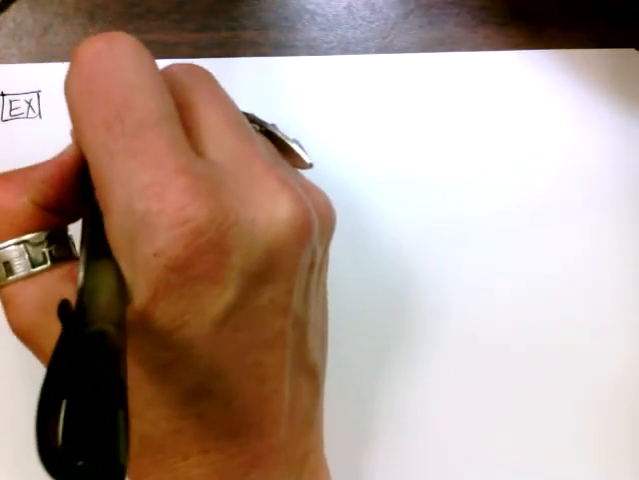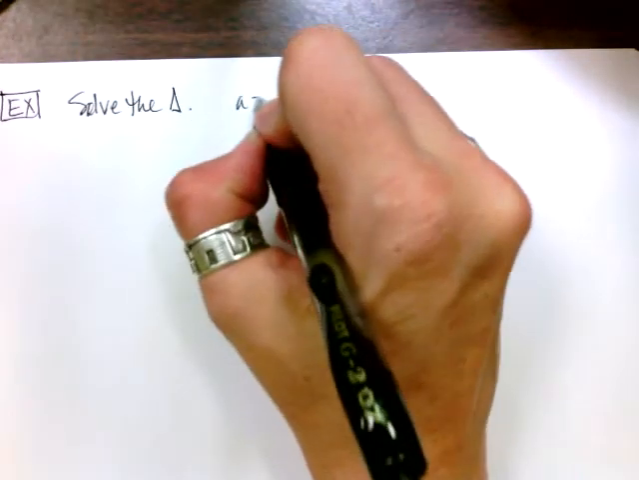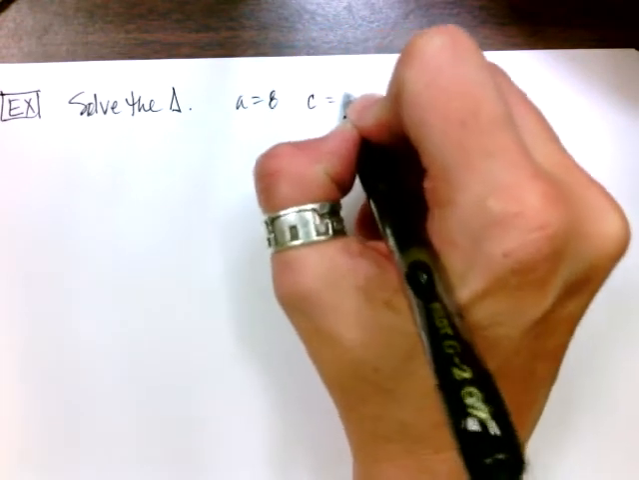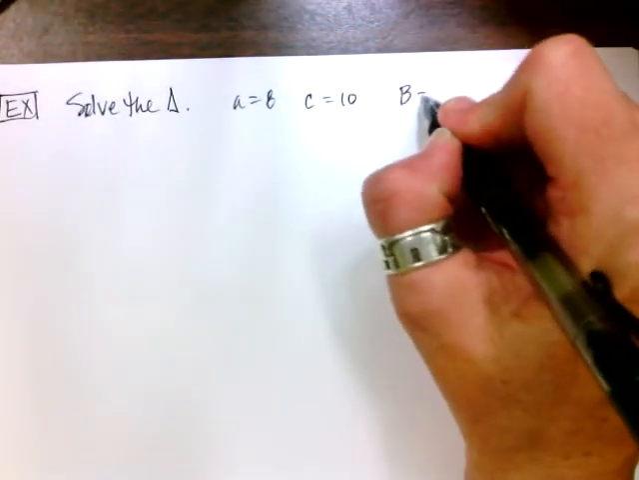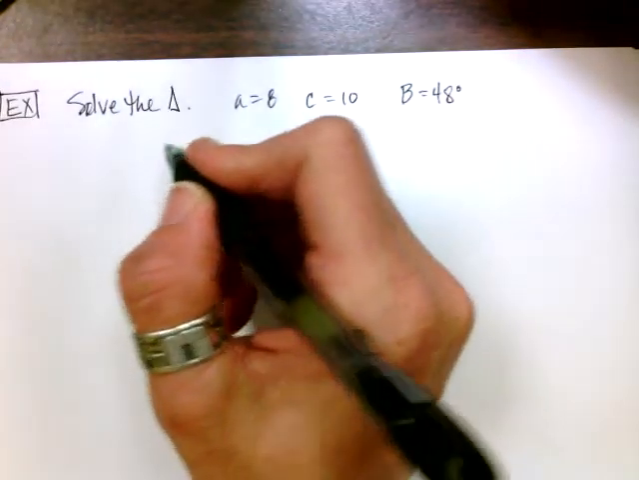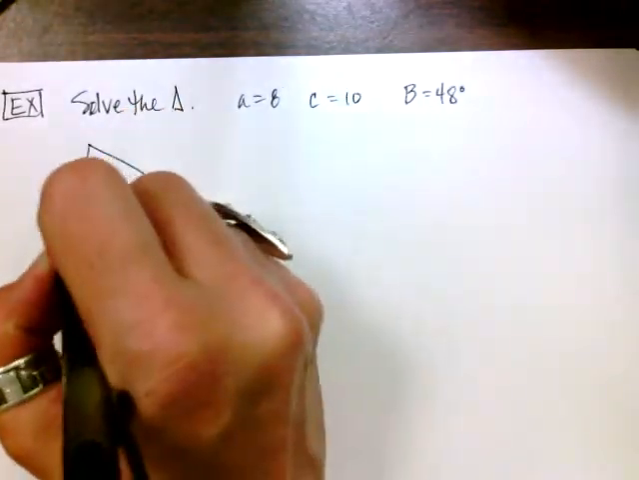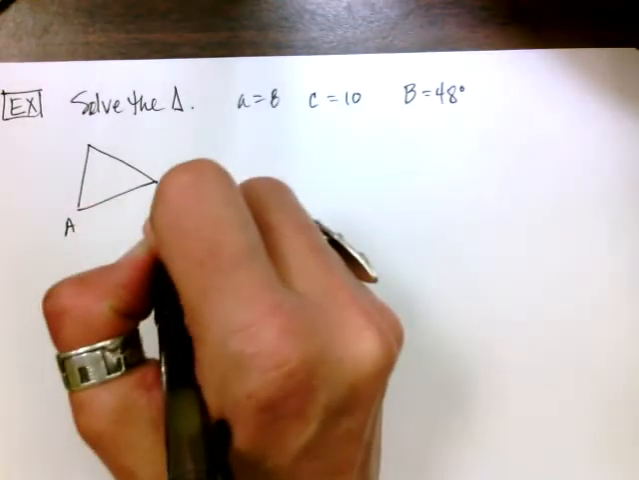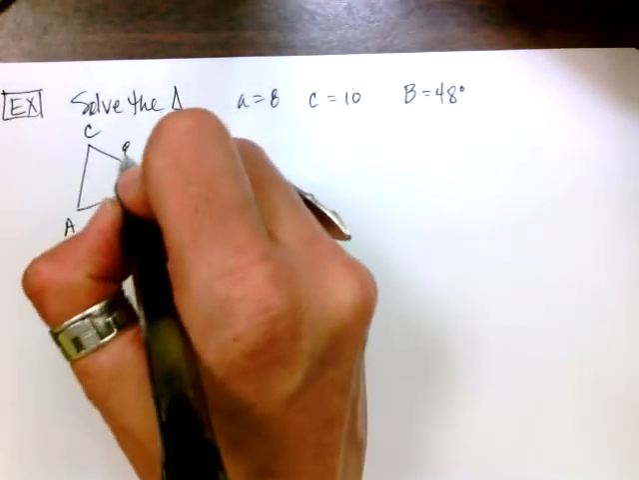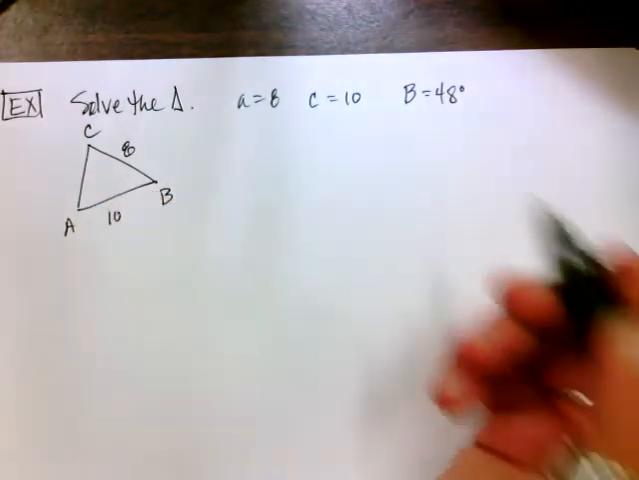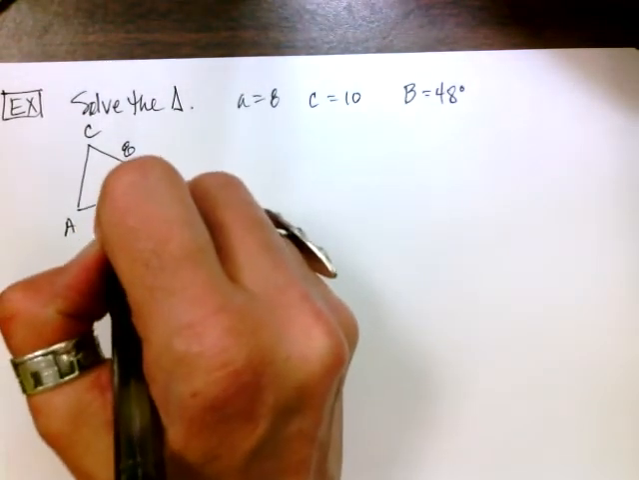All right, so the next example that I'm going to do for you, I'm actually going to switch to the law of sines in the middle of the problem. So it says solve the triangle. I know that little a is equal to 8, little c is equal to 10, and angle B is 48 degrees. Like always, I'm just going to sketch my diagram because it's easier if you can see what you're working with. Little a is 8, little c is 10, and B is 48 degrees.